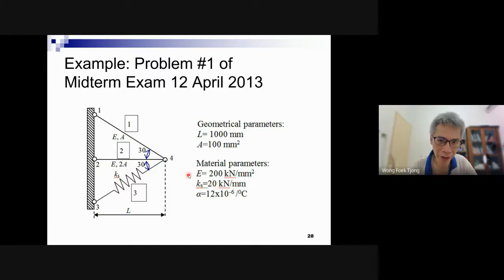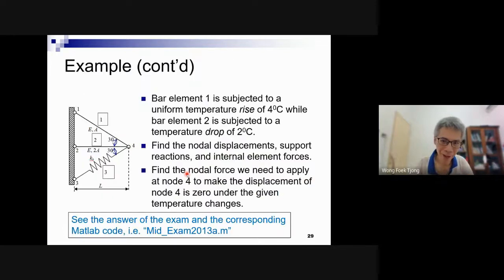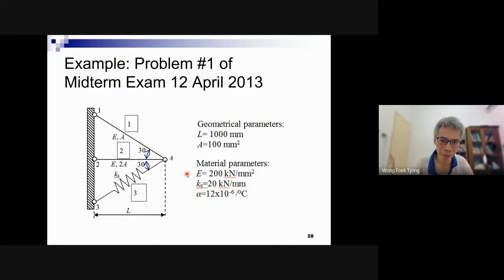So this is the data. Can you solve this problem? As usual, the question, of course, is about the displacement, support reaction, and so on. Okay, so the problem, not yet.